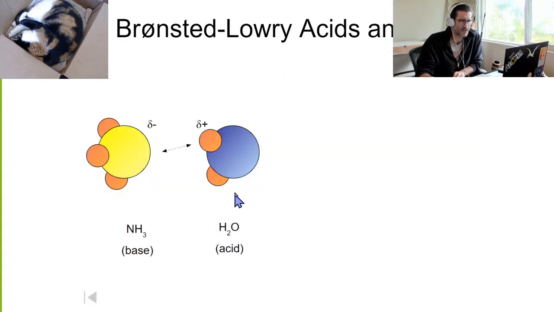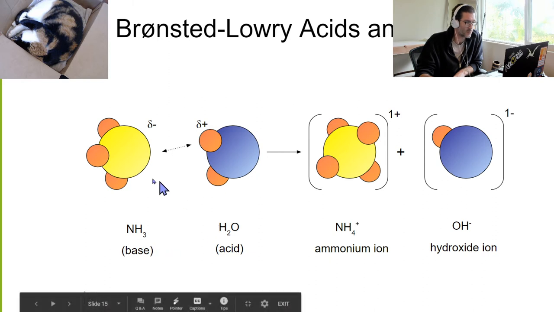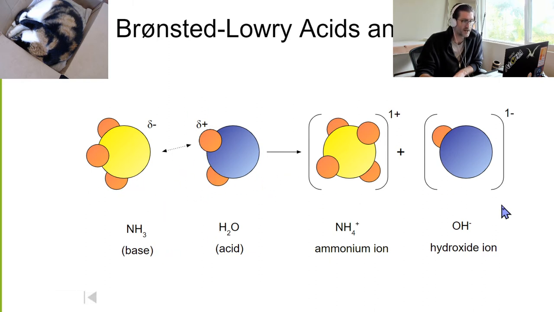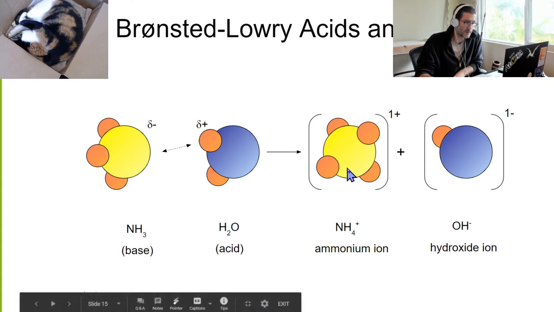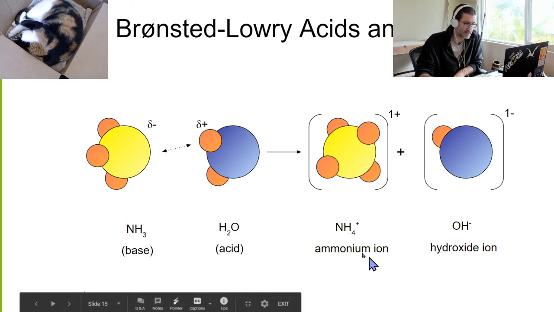So water has both a conjugate acid and a conjugate base. And that will change according to what else is acting on the system. When water is in the presence of a base, it behaves like an acid. When water is in the presence of an acid, it behaves like a base. A base will form a conjugate acid, an acid will form a conjugate base.